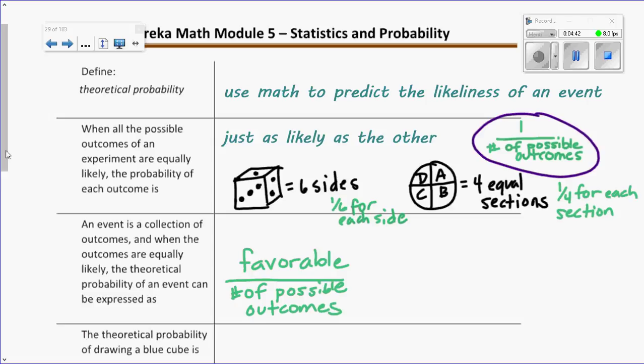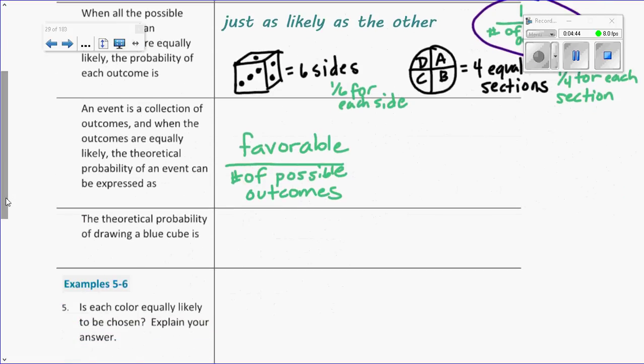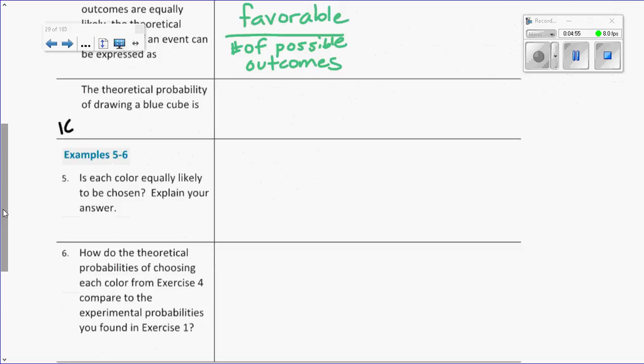Okay, and then this one we're going to answer in class. You can put a little IC there if you want. Okay, and then that's going to be for exercises 5 and 6 as well.